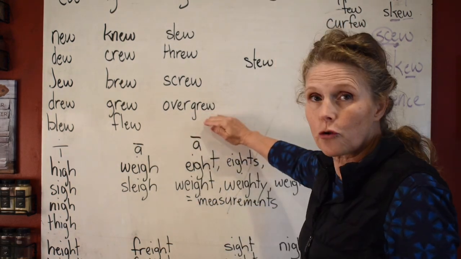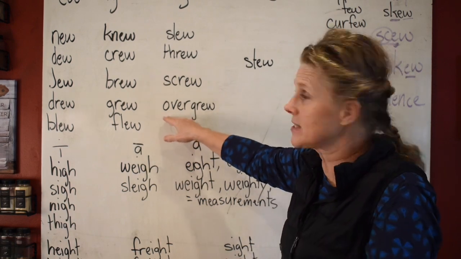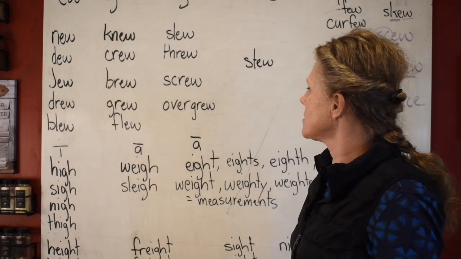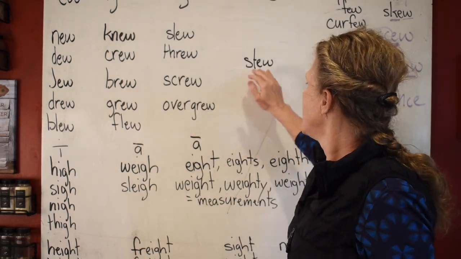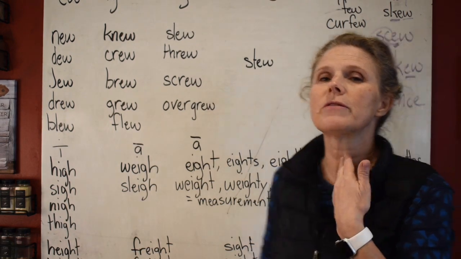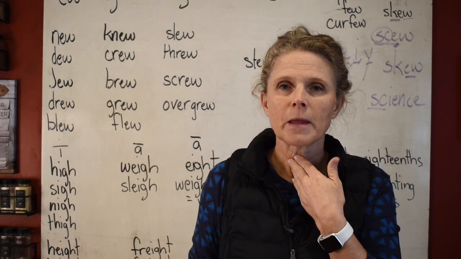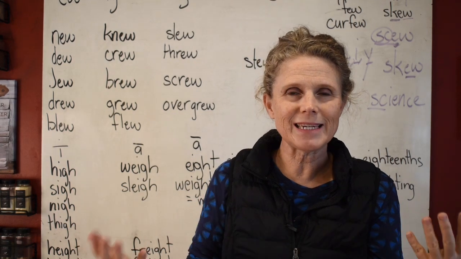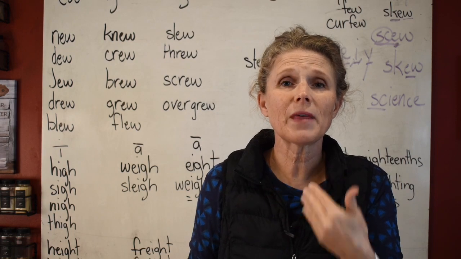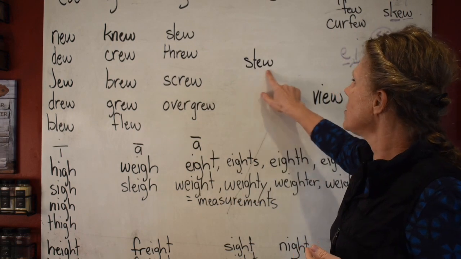Now, overgrew. Now you're going to have a lot of these with prefixes and suffixes. Overgrew. Now, this one right here, feel your throat. If you go t, t, t, it's soft. T. Now we talked about the ed, it's the same thing. T.